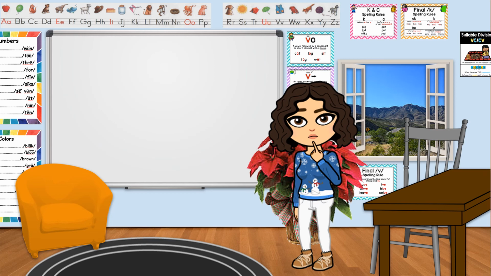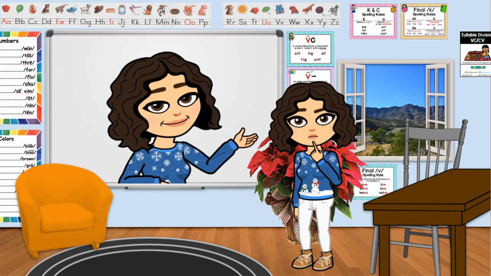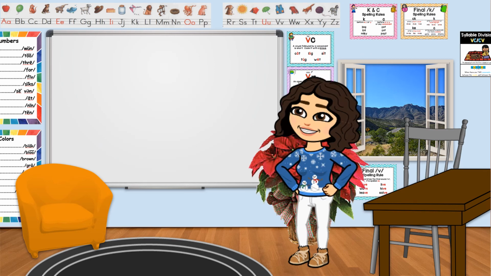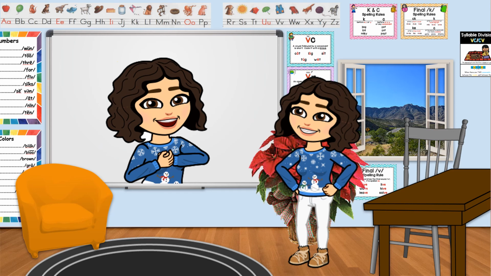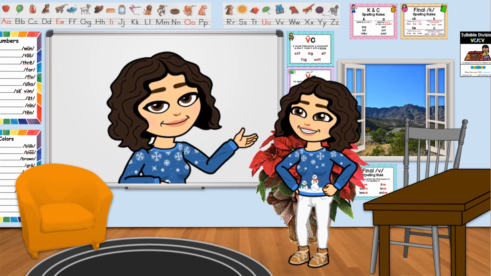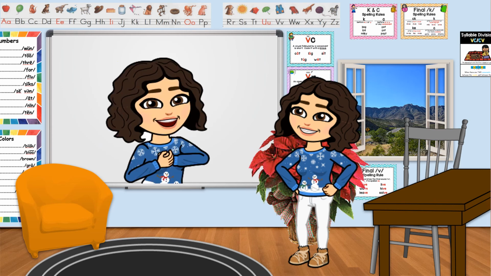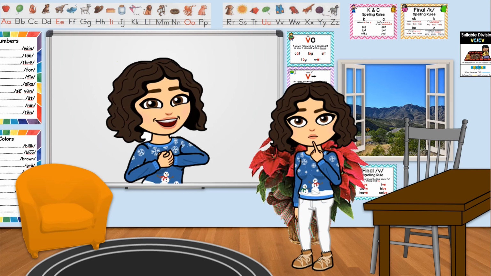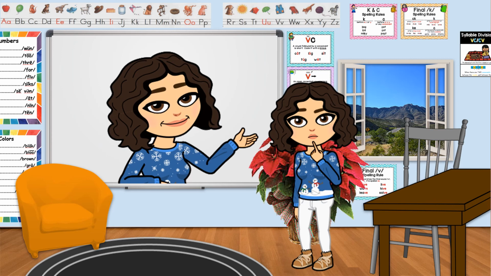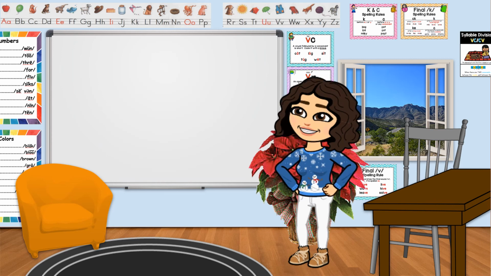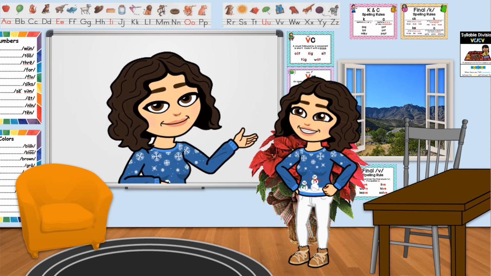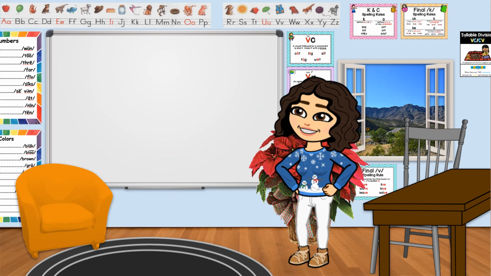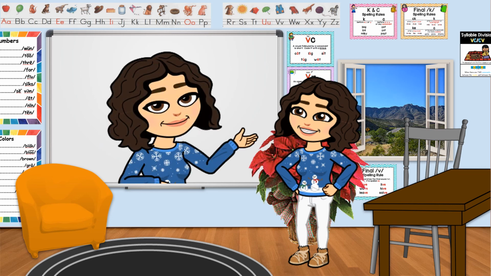What is fin without the f? Listen again. What is fin without the f? Fin without the f is in. Here's another one. What is sit without the s? What's left? What is sit without the s? Sit without the s is it.